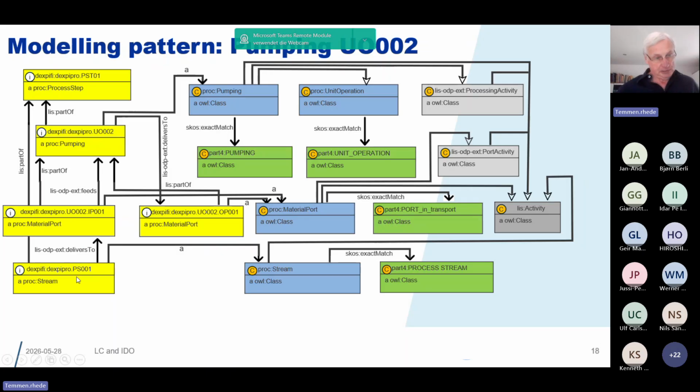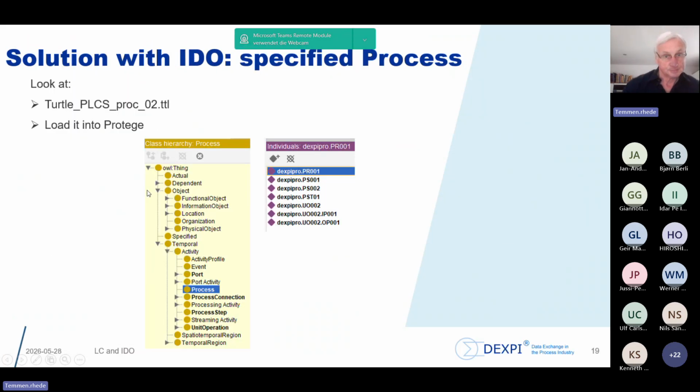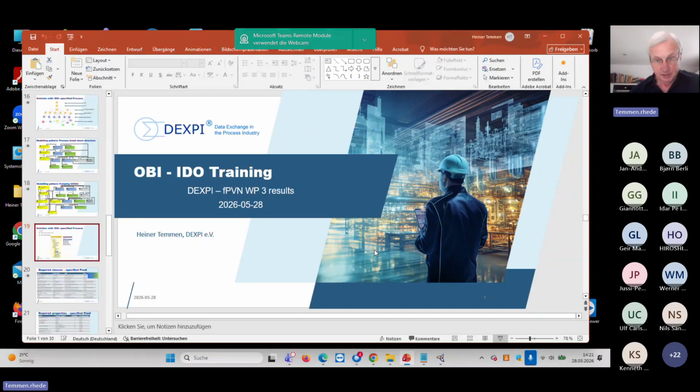And now we have the streams, and the stream delivers to the material port, and the stream itself is part of the process step, and the other stream as well. And now we have nearly a complete picture of how the pumping instance as a unit operation 002 is modeled with LIS and with additional ontology definitions. And for this one we could have a look at how it looks in Protégé.